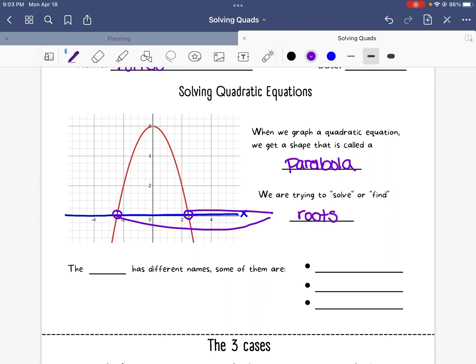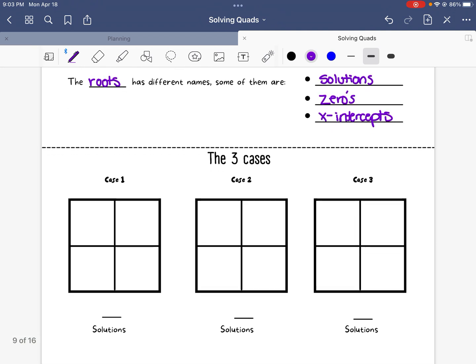Now there is different ways to say roots, right? I mean, in English, there's many ways to say many types of words. So the roots has different names, and some of them are the solutions, the zeros, or just the x-intercepts. I promise I'm going to stick to using the word root. But just in case you ever have another math class or another teacher and they ask you for these other words, I want you to know that that means a root, okay?